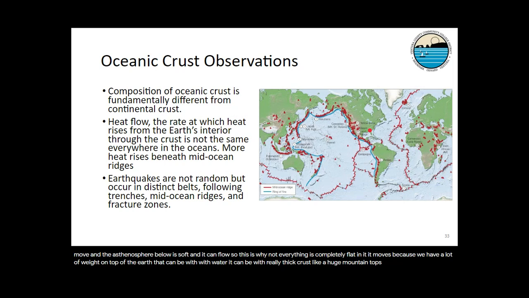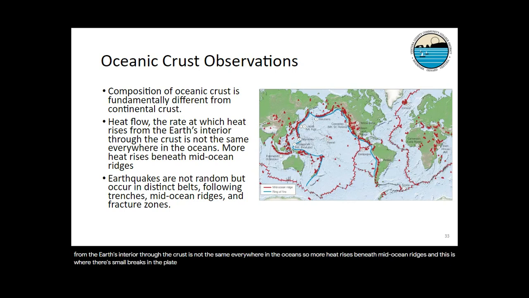Okay, so composition of oceanic crust is different from continental crust. And that's the part of the lithosphere that is covered by water versus covered by land. So when we say oceanic crust, we mean that those are the lithospheric plates that exist out in the oceans. Heat flow, the rate at which heat rises from the Earth's interior through the crust, is not the same everywhere in the oceans. So more heat rises beneath mid-ocean ridges, and this is where there's small breaks in the plates.